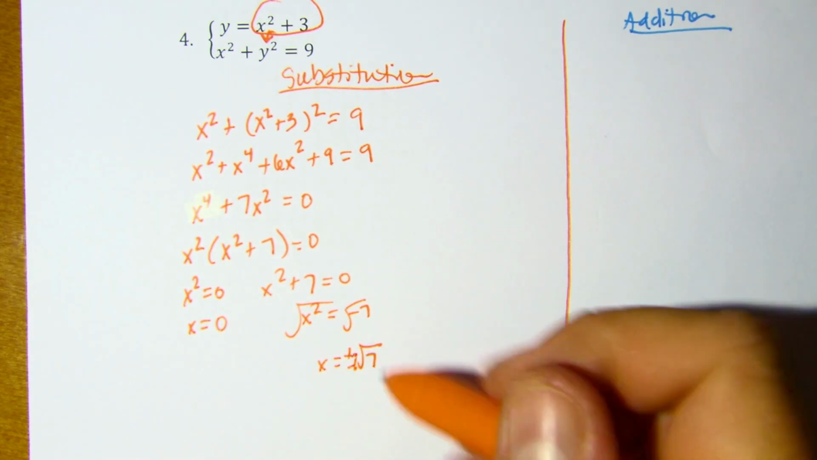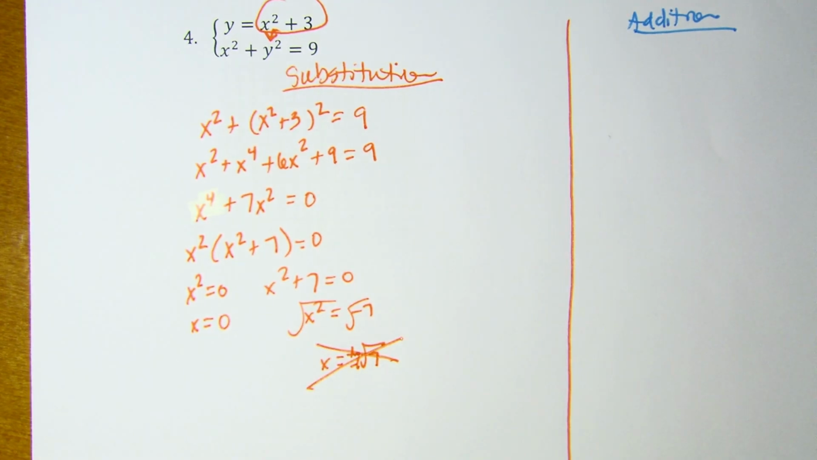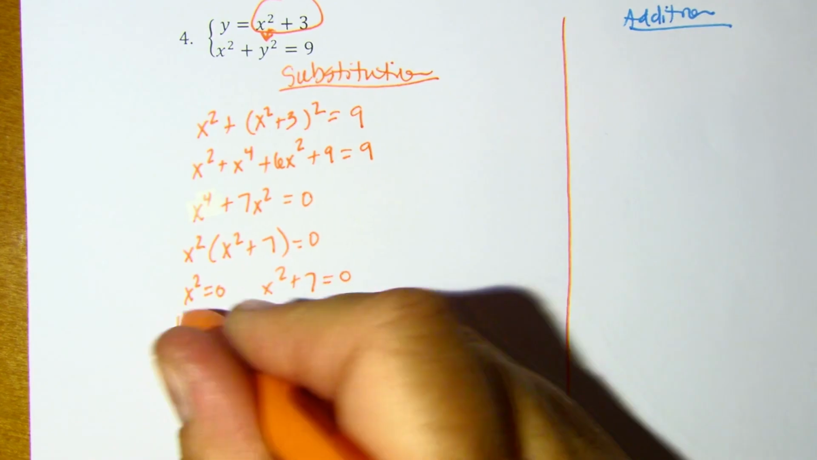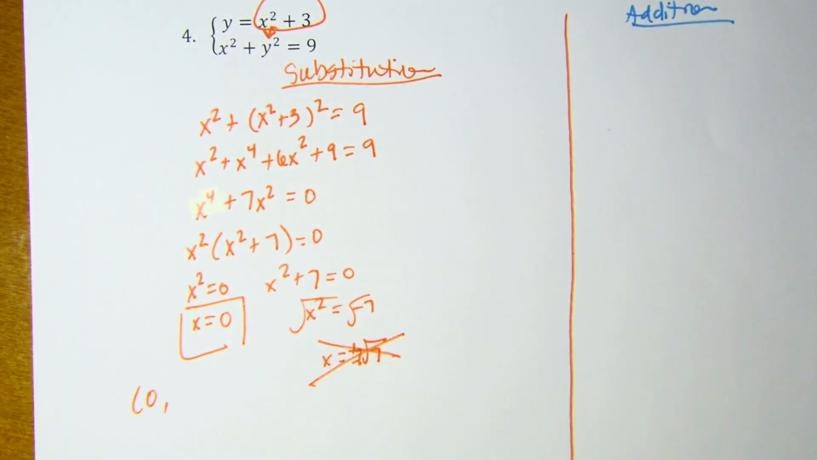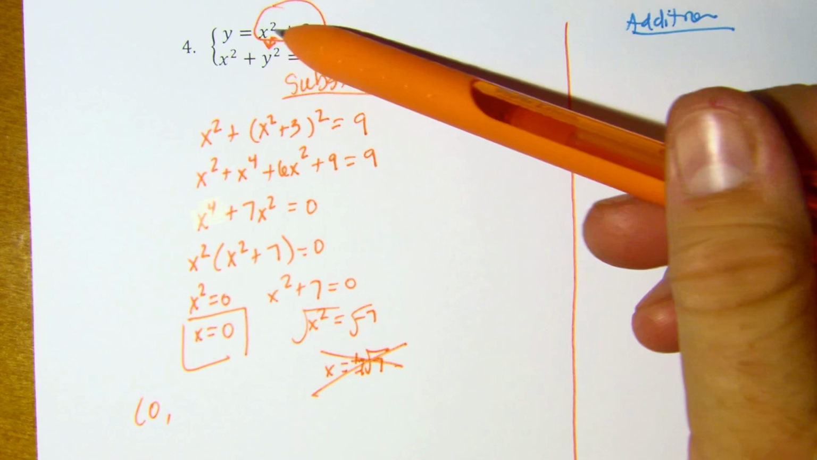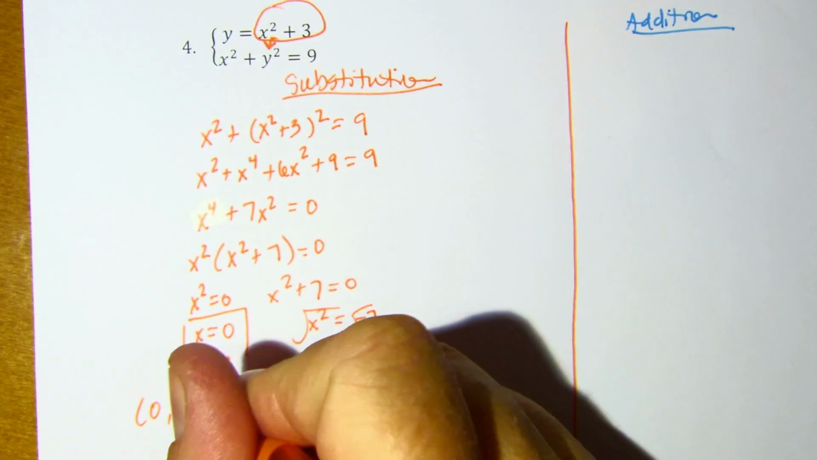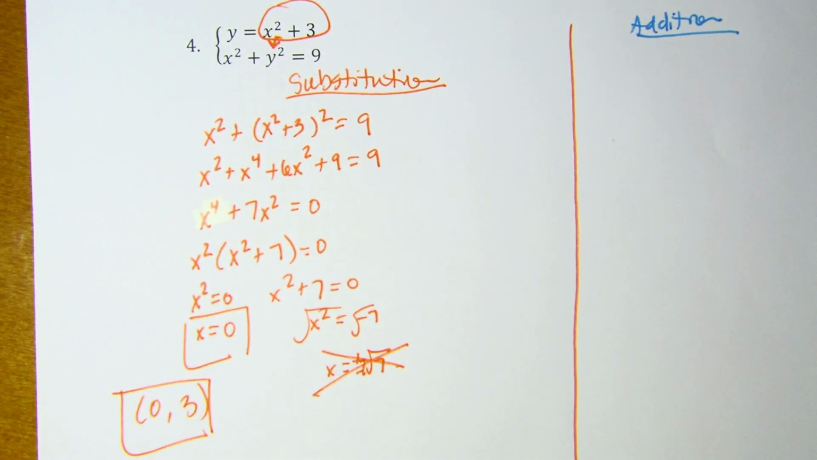And if you're going to get imaginary numbers, that does not actually give me a point where they intersect. So that doesn't give us any real solutions. So the only x value I really got here was 0. So plugging that in for my x value, I can find y by plugging in 0 here. 0 squared is 0 plus 3 is 3. So that's the only point where these two equations intersect.